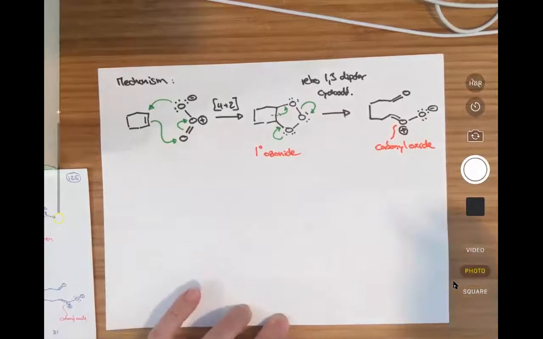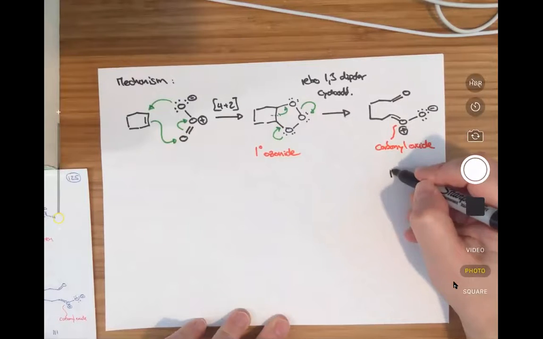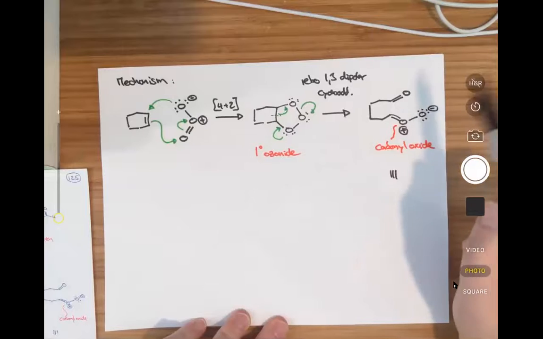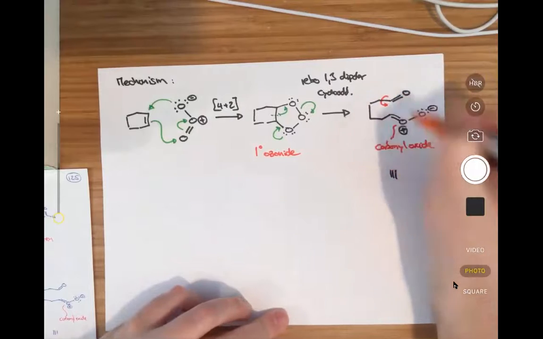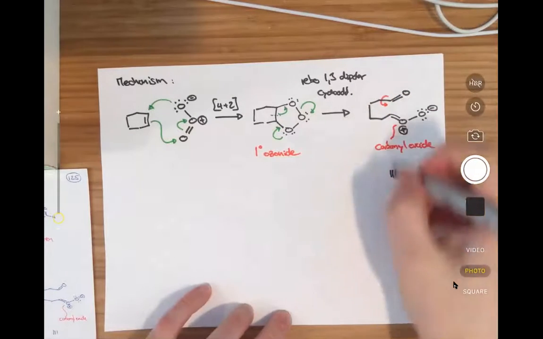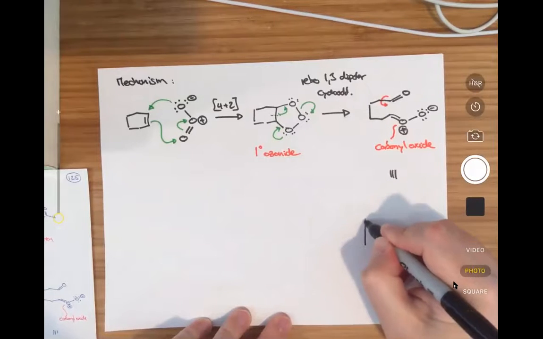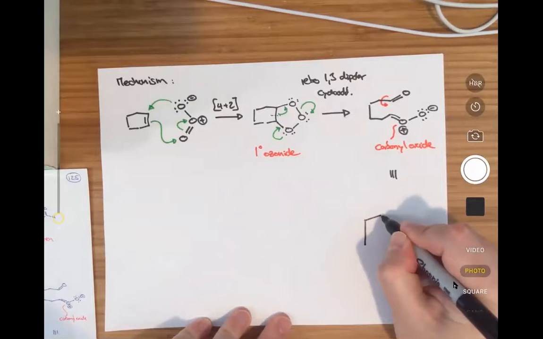Now, all I need to do in order to get this towards the end is basically another 1,3 dipolar cycloaddition. But in order to see the product of that, I'm going to redraw the structure a little bit by simply having it rotate around this bond. So this is essentially just the same structure that I redraw down here, but I have rotated around one of the bonds to make it easier to see.